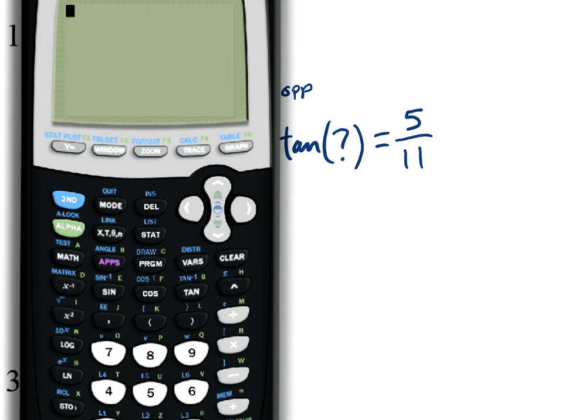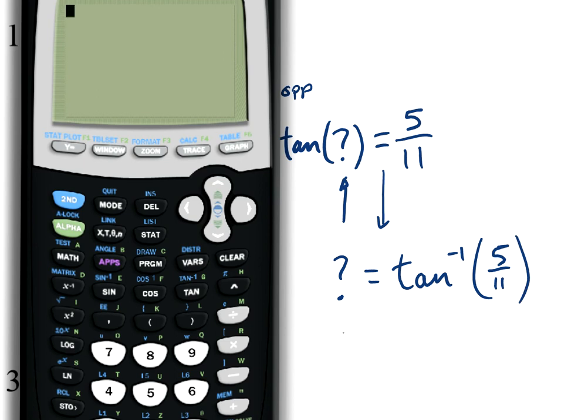If I'm trying to find this angle, I'm going to use the inverse tangent. Watch how this equation transforms. This angle is equal to the inverse tangent of 5/11.